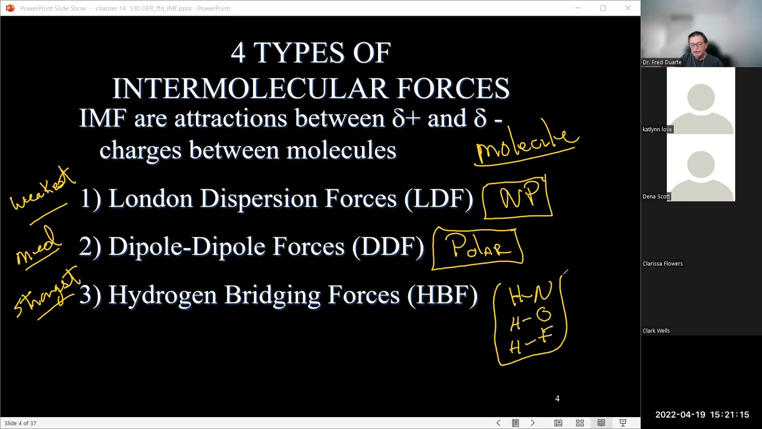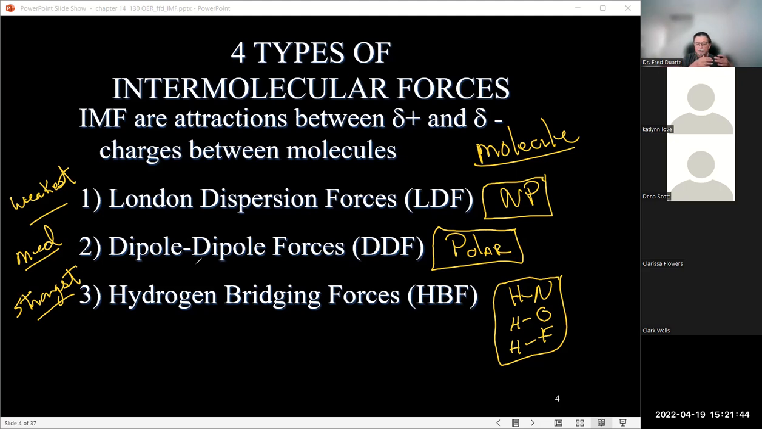Now, let me repeat that, okay? Yes, the bond, a hydrogen-nitrogen bond, a hydrogen-oxygen bond, a hydrogen-fluoride bond, yes, it is dipole-dipole. It is a dipole bond, okay? However, because of the nature of the beast, between the hydrogen and NOF, as we call it, nitrogen, oxygen, fluoride, it has an additional strength property about it, okay?